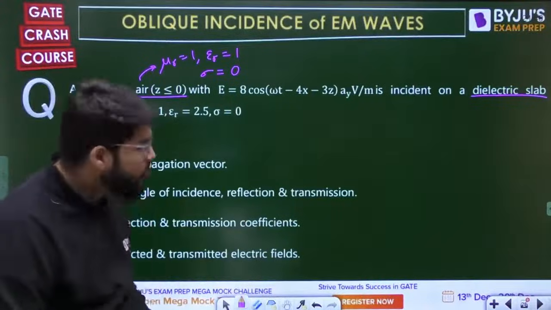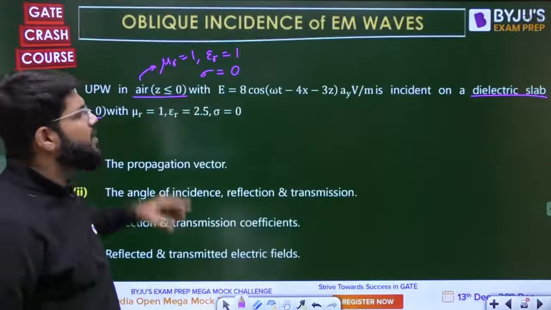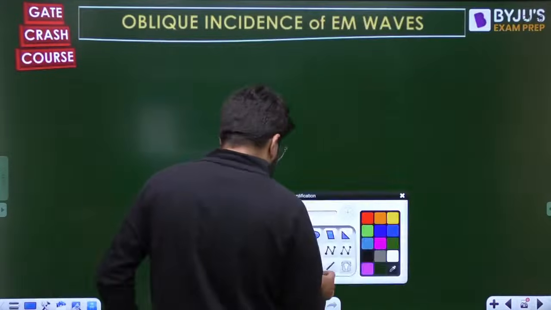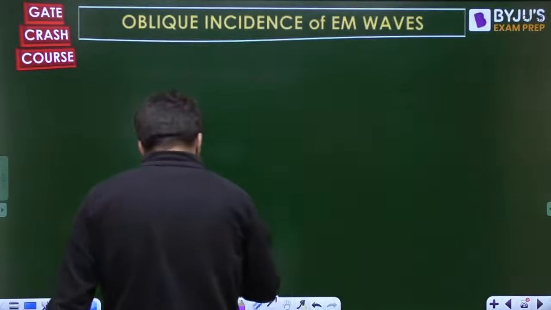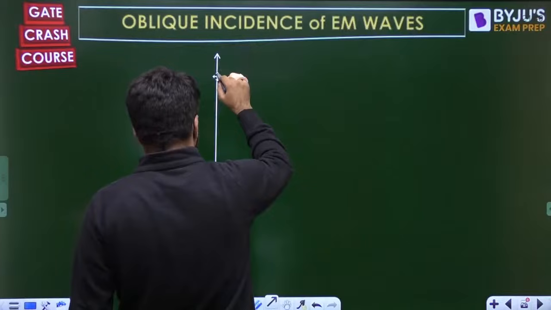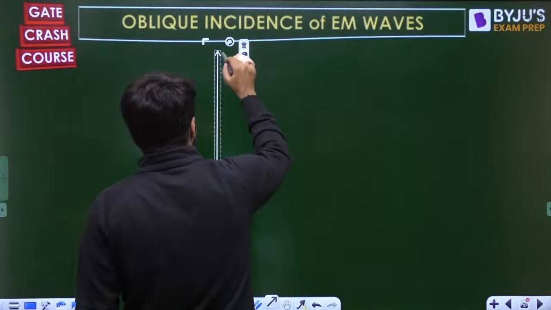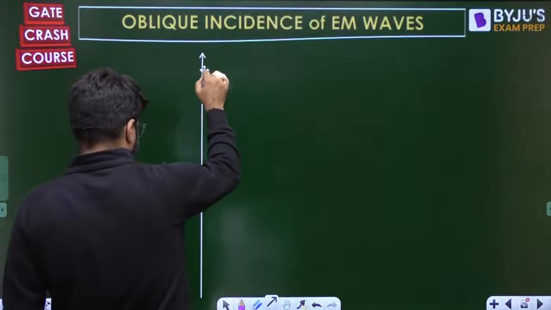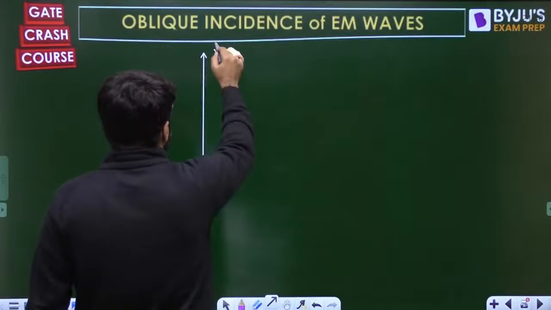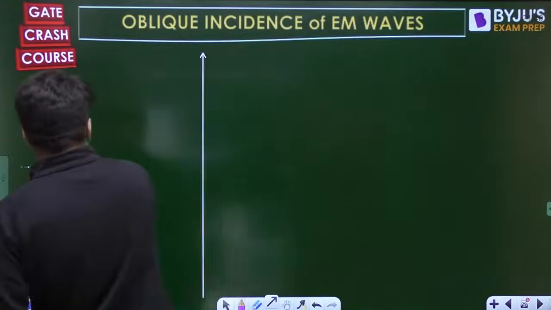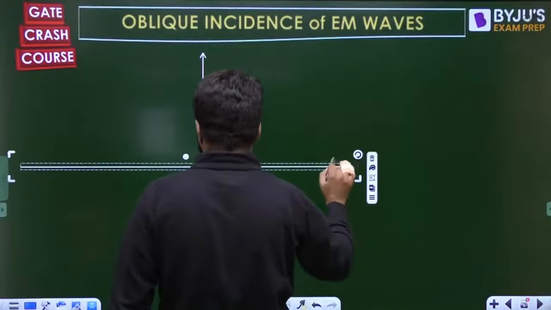Okay, what is given to you? The electric field of the incident wave. Let me explain the picture first of all. What is the story going on here? Let us understand this picture slightly.